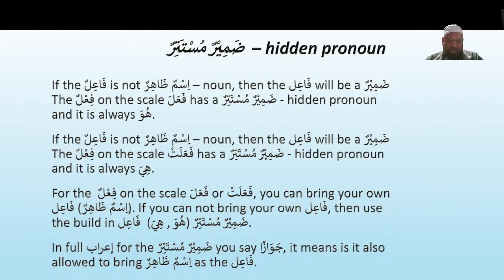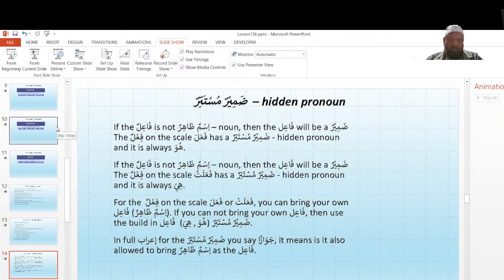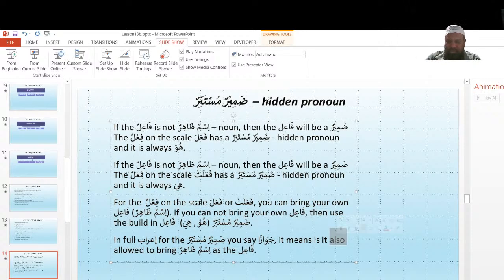So let's change. I think that is better. It means it is allowed to bring the damir, not ism zahir. Ism zahir is the original. It means it is allowed to bring damir as the fa'il.